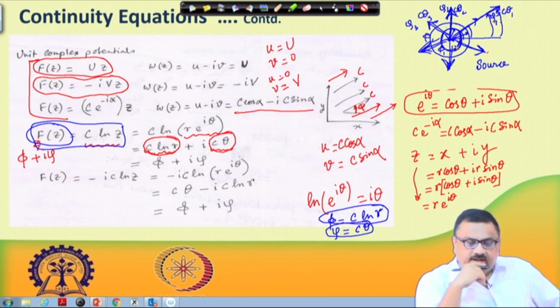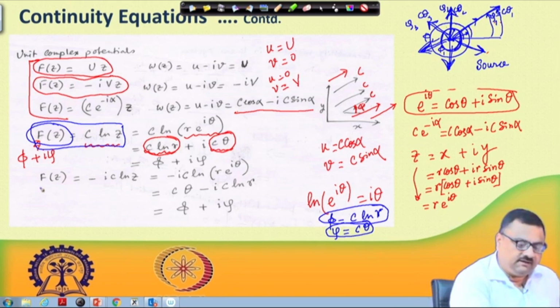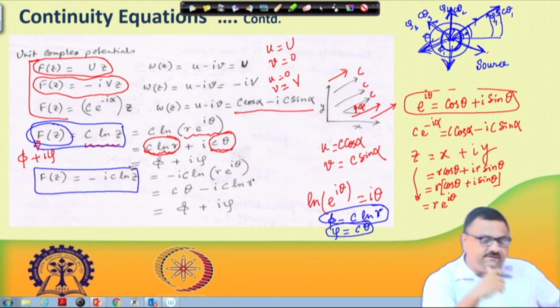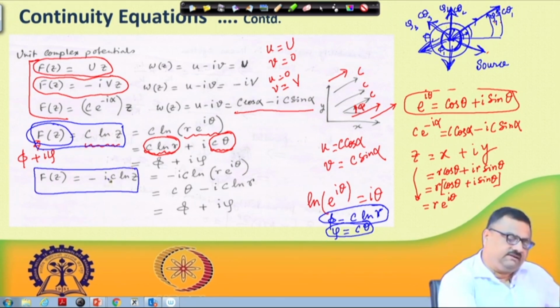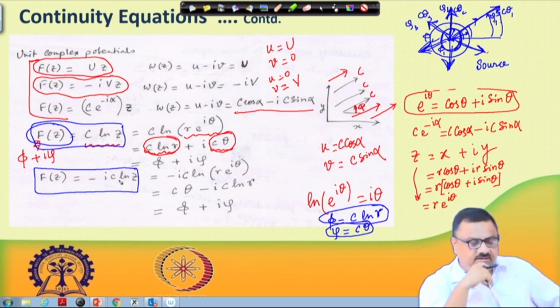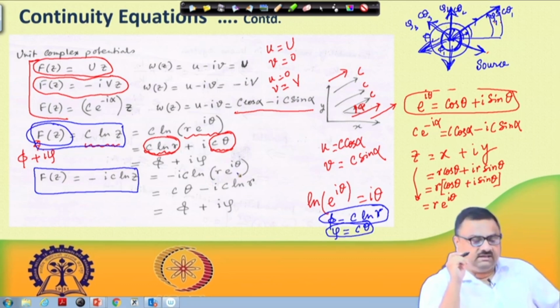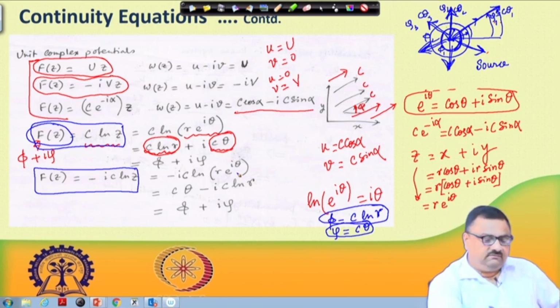The next one that we have here is another elemental flow, which is Fz equal to minus iC ln z. Instead of C ln z as a real component, now we put it as an imaginary component. So we do the same exercise here. Instead of ln z, we write ln of r e to the power i theta. So z is equal to r e to the power i theta. We have already seen this.